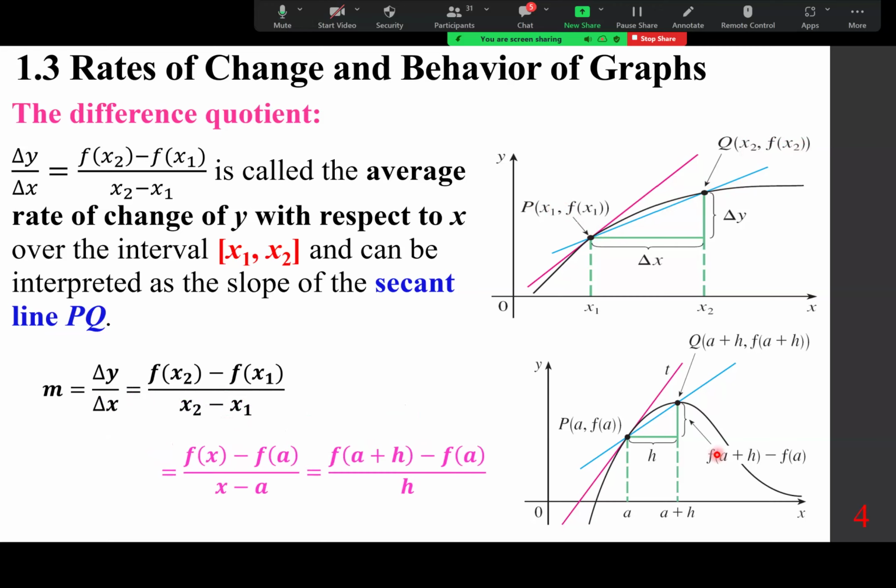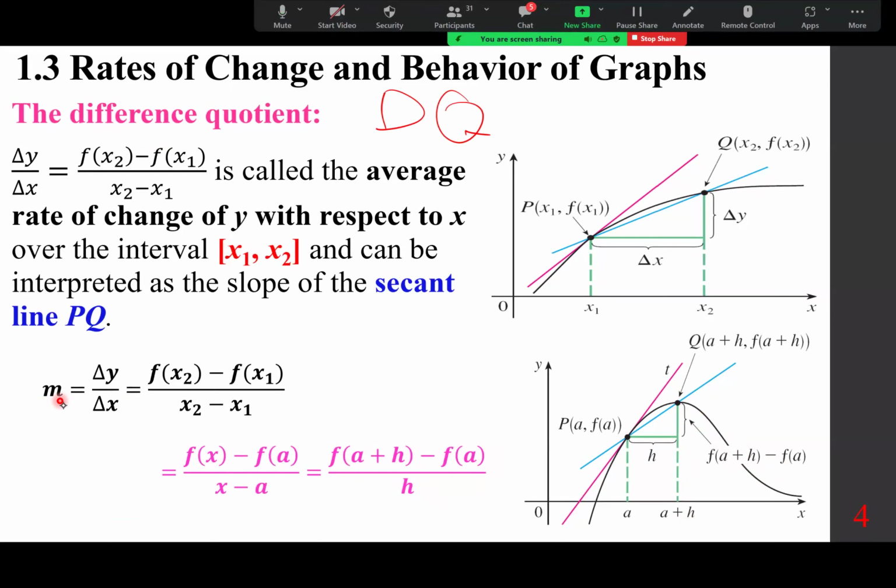If we look at this one, this point versus this one, and we call this a, and this distance h, this is a plus h, and this is f of a plus h minus f of a. So it's f of a plus h minus f of a over h. This, or if we use x for that, is mostly used as the DQ, difference quotient. But all of them refer to the same thing.